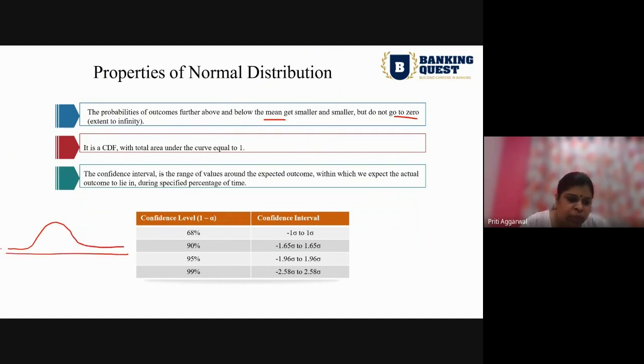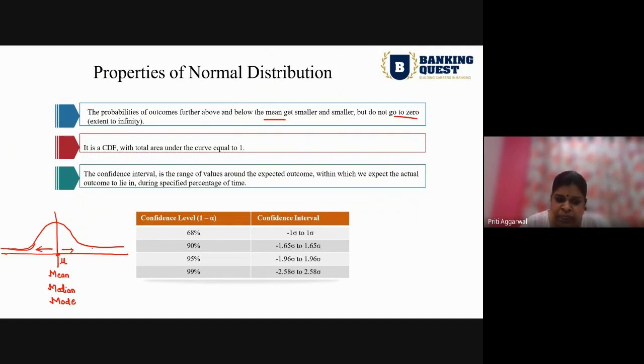So if I am talking about my normal distribution, please find my drawing. This is the center point, and this is your mean. That is nothing but your mean, median, and mode. So this is the point of your mean. And then we said that the movement happens on the side.